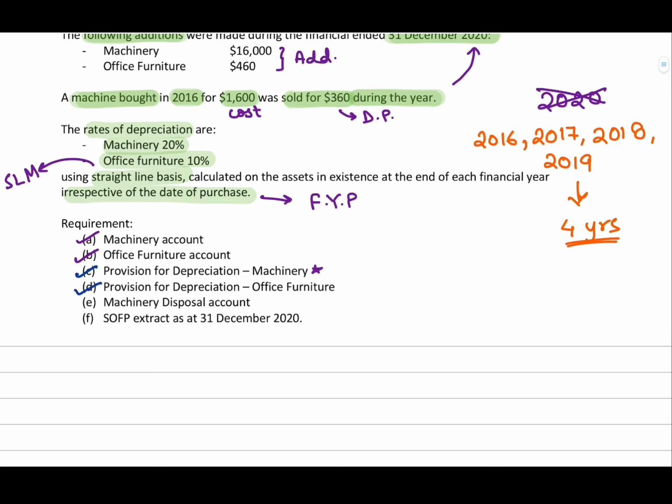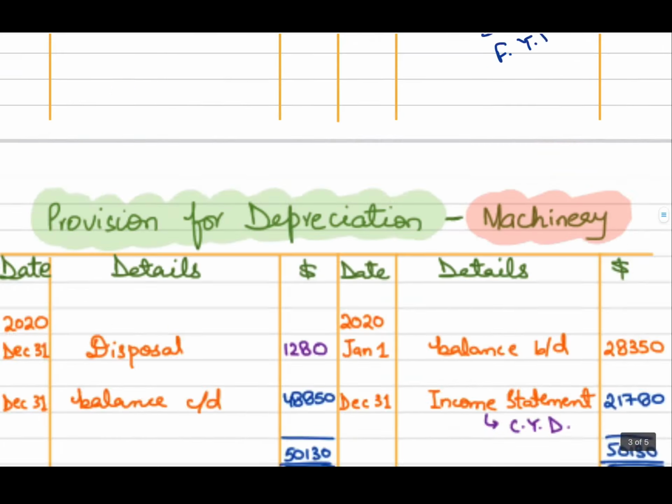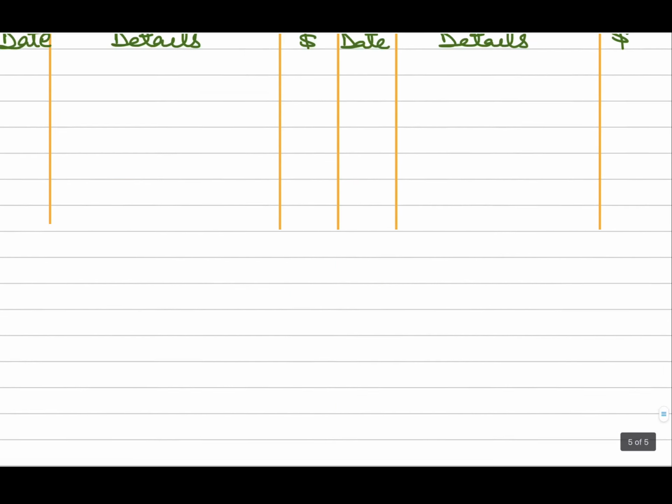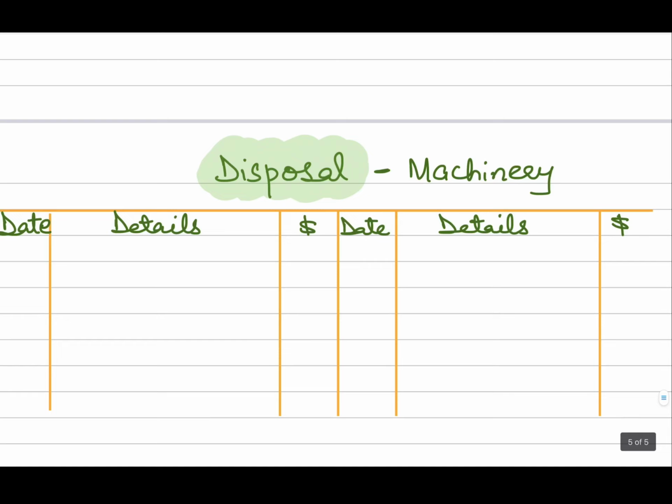Now we are left with 2. First of all, the machinery disposal account, so that we calculate whether there is a profit or loss on disposal, and lastly the SOFP extract for the current year. So let's do that as well. Here we have the machinery disposal account. We know how many entries come in this account.